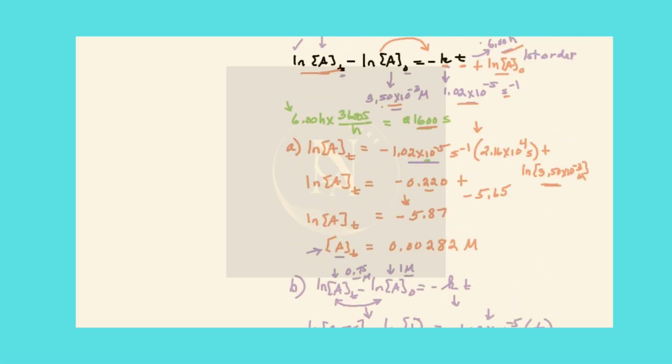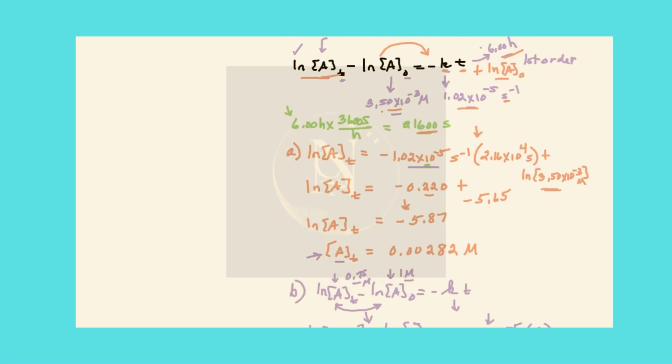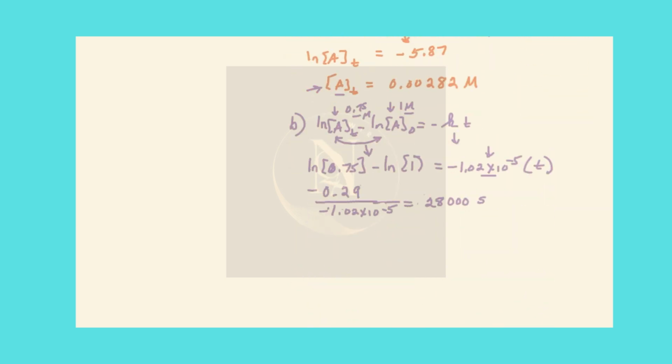So if we modify the equation plugging in what we know, we're taking the natural log of 0.75 minus the natural log of 1 times the negative of our rate constant. We're going to divide both sides then by that negative K value once we determine the difference between those natural logs, and that'll give us our time. And the units of time, remember, are consistent with the units of the rate constant. They're going to be in seconds. So we complete the math here.